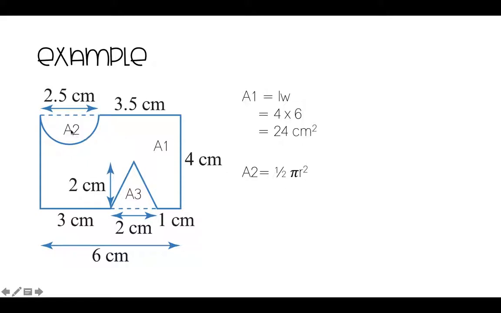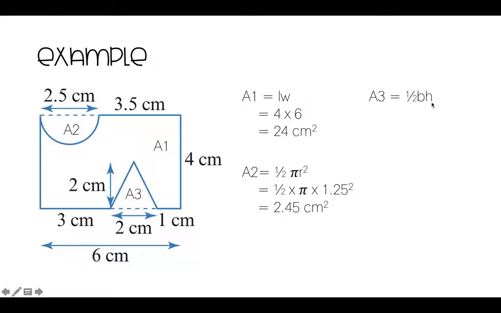A2 is half pi r squared because we only want half of the circle, so we're going half times pi times 1.25 squared. Now it's important to note where I got the 1.25 from. 2.5 centimetres is the diameter, but to work out the area of a circle, you must use the radius. So we had to divide the 2.5 by 2, which gives us a 1.25 centimetre radius. So in total, we get 2.45 centimetres squared.